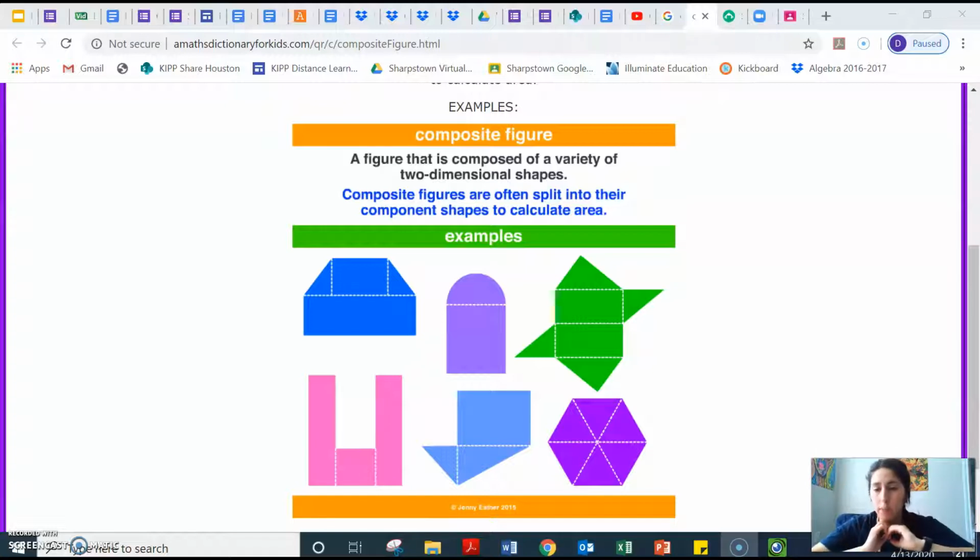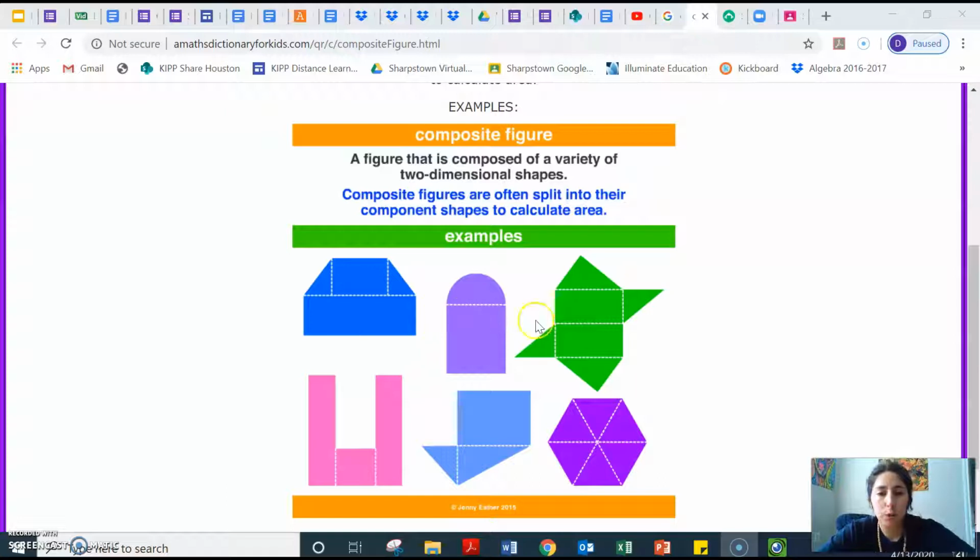Just making sure we know how to say it is very important. Composite figures are essentially shapes that are composed of different shapes. That's one way to put it. Here it says a figure that is composed of a variety of two-dimensional shapes. Composite figures are often split into their component shapes to calculate area, in our case, also volume. To summarize, a composite figure is a figure composed of different shapes.